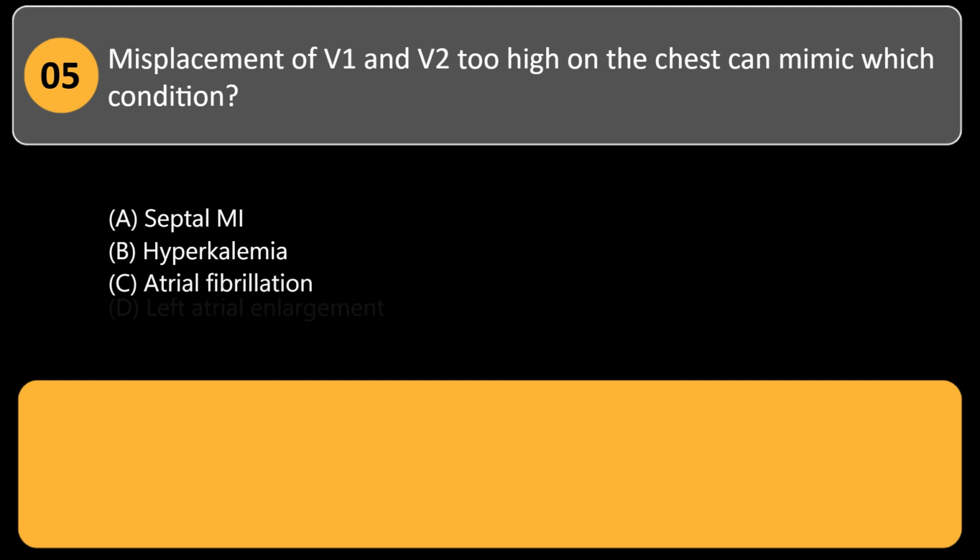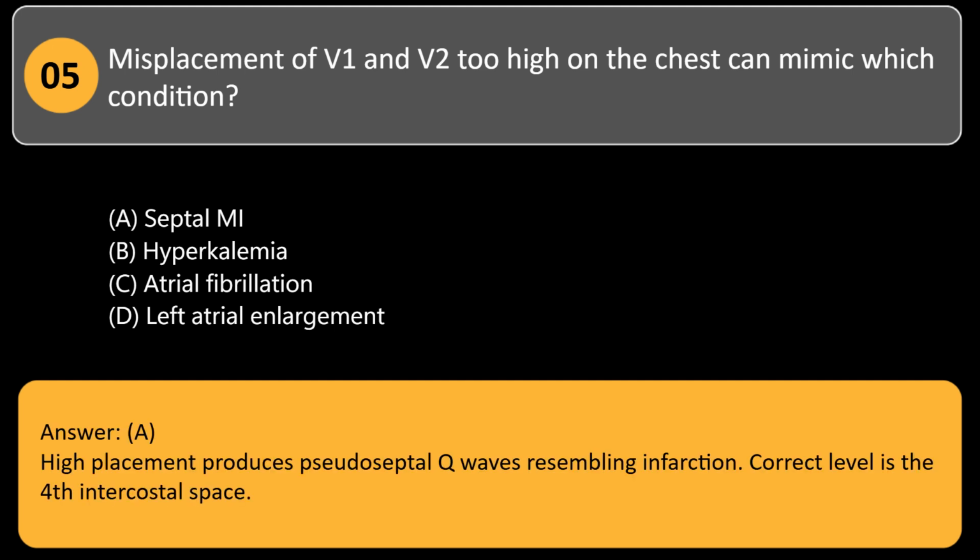Misplacement of V1 and V2 too high on the chest can mimic which condition? A. Septal MI. B. Hyperkalemia. C. Atrial fibrillation. D. Left atrial enlargement. Answer A. High placement produces pseudoseptal Q waves resembling infarction. Correct level is the fourth intercostal space.